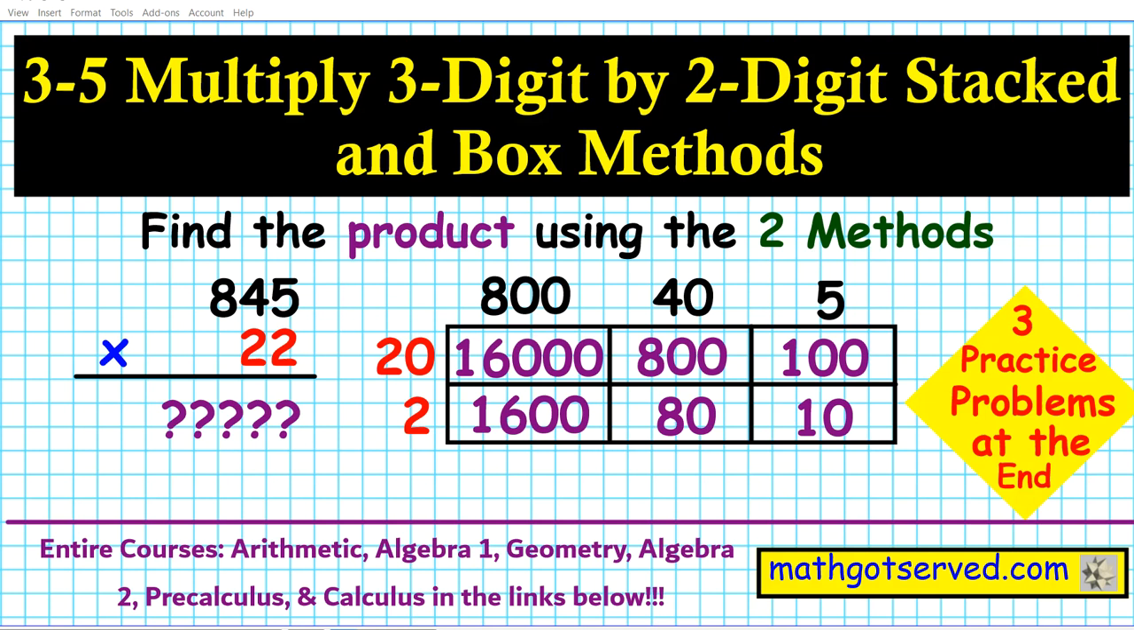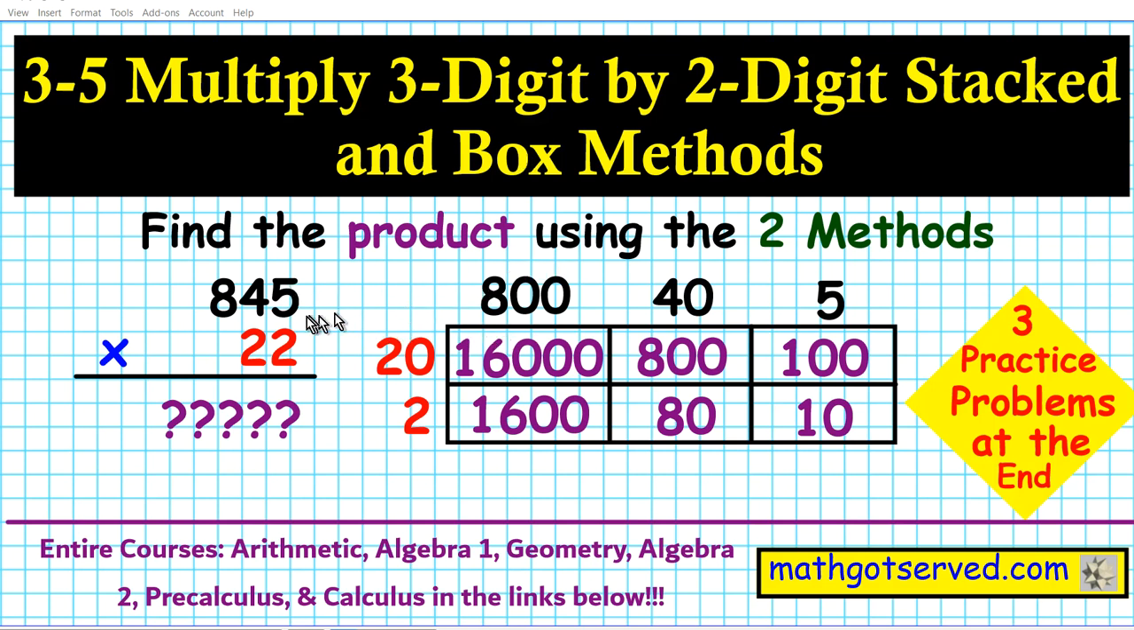In this clip, we're going to be going over section 3.5 on our series on operations on numbers. We're going to be looking at how to multiply 3-digit numbers by 2-digit numbers using the stacked or standard algorithm and the area or box methods. The type of problem we're going to be covering in this presentation is given here.